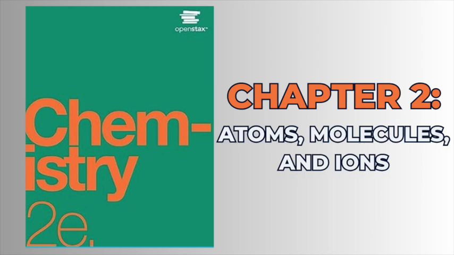Chapter outline. 2.1 Early ideas in atomic theory. 2.2 Evolution of atomic theory. 2.3 Atomic structure and symbolism. 2.4 Chemical formulas. 2.5 The periodic table. 2.6 Ionic and molecular compounds.